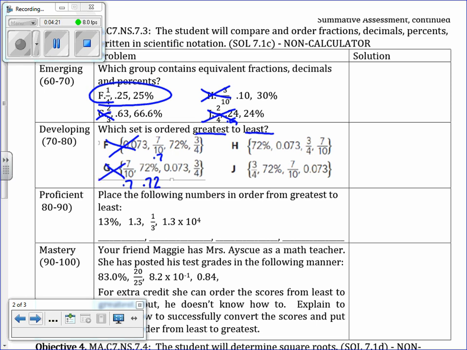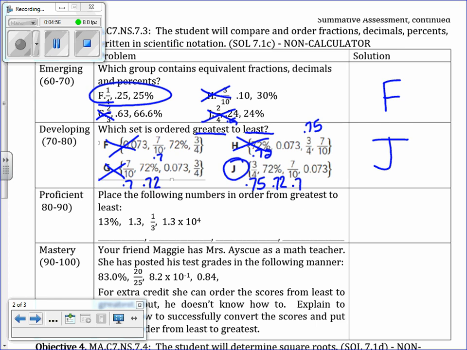Let's see. I know 3/4 is 0.75, and that's 0.72. And since that's bigger than that, that's trash. So I have 3/4, which is 0.75, 72%, 0.72, 7/10, which is 0.7, and then 0.073, which is already in decimal form. So J is going to be our correct answer. And I'm sorry, I should have put F up here. Place the following numbers in order from greatest to least.